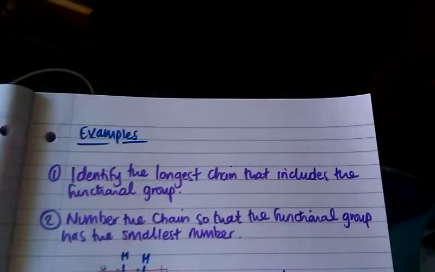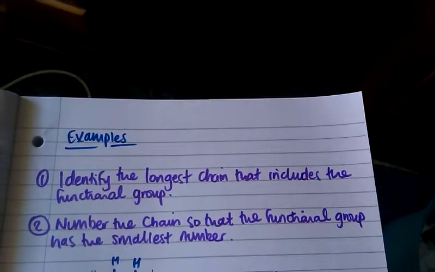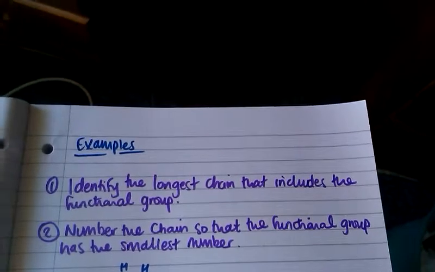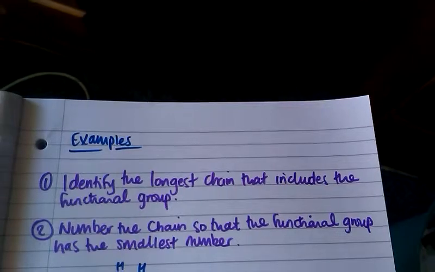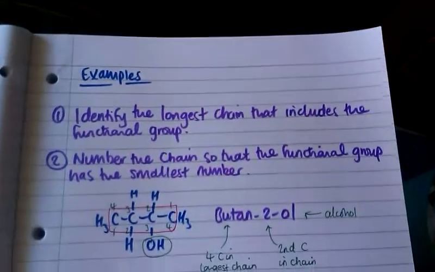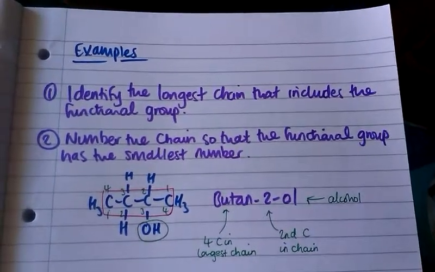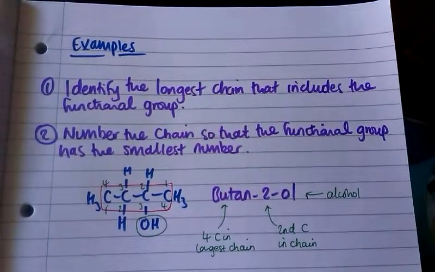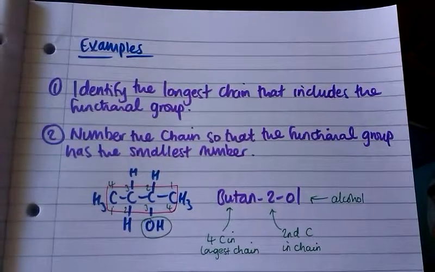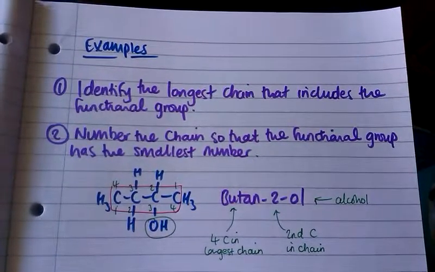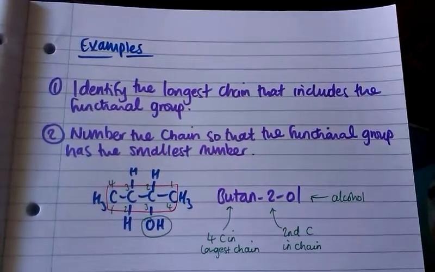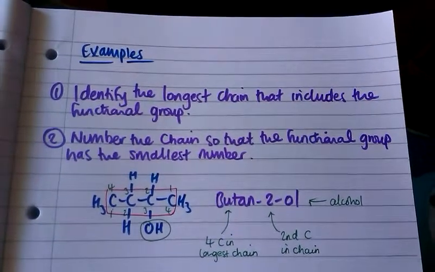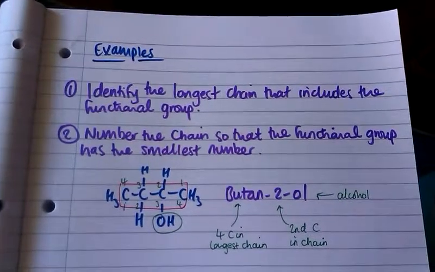So just a couple of examples in naming compounds that contain different functional groups. Again, we identify the longest chain that includes the functional group, and then we number the chain so that the functional group has the smallest number. So the first example, the longest chain contains 4 carbon atoms, and so if we number from right to left, the carbon that contains the functional group, the alcohol, is the second one along that chain. So this would be called butan-2-ol.